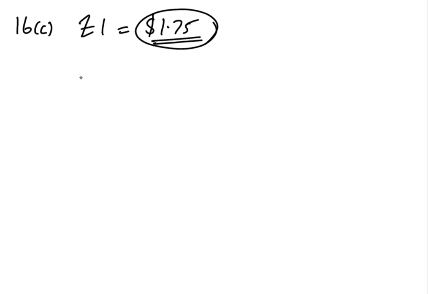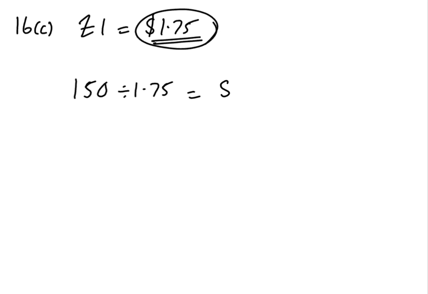16C tells us that we have a conversion rate, that £1 is exactly $1.75. So convert $150 back into pounds. So that's saying every $1.75 we get £1. So if we work out how many of them go into 150, we'll then get the solution we're after.